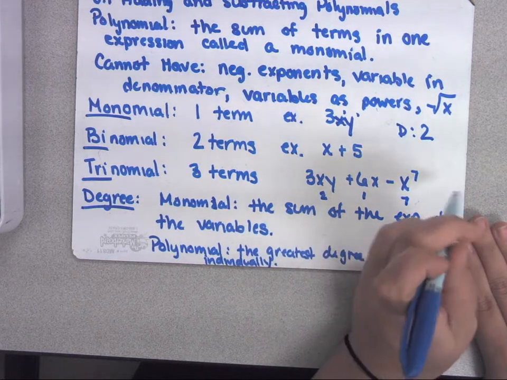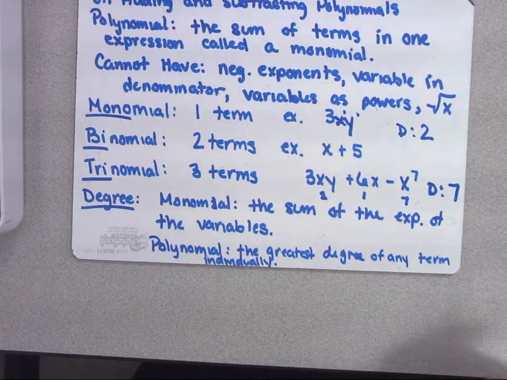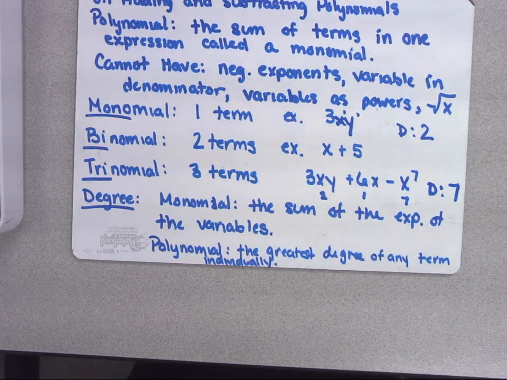So the degree of that whole polynomial would be 7, because you just take whatever the biggest number is, the biggest of all the groups. You don't add them together, just take which one is the bigger one.